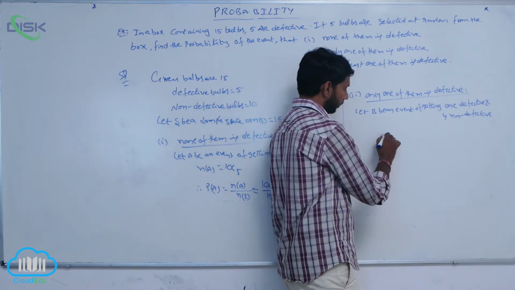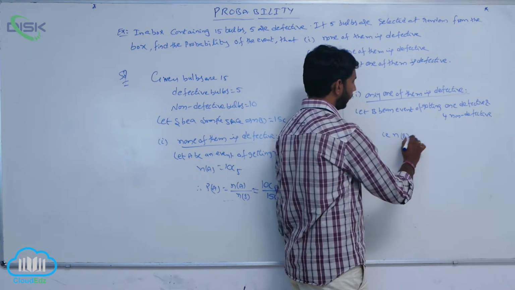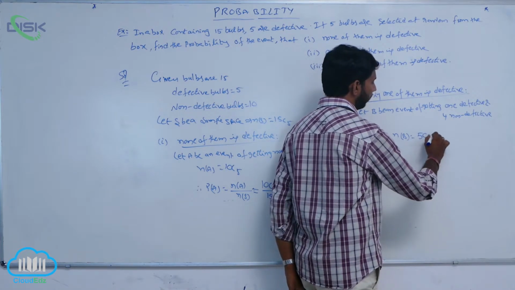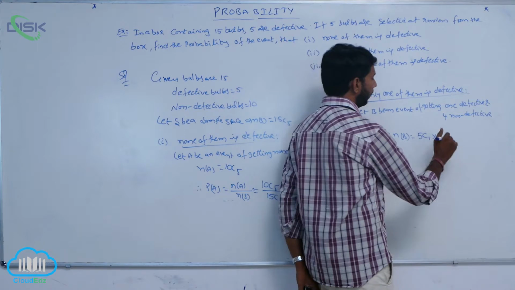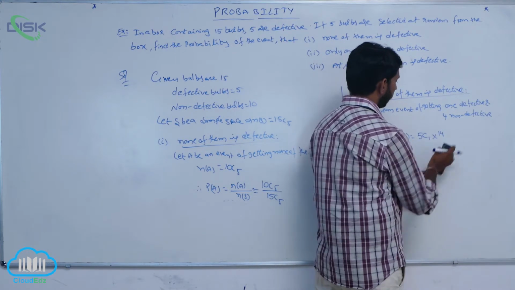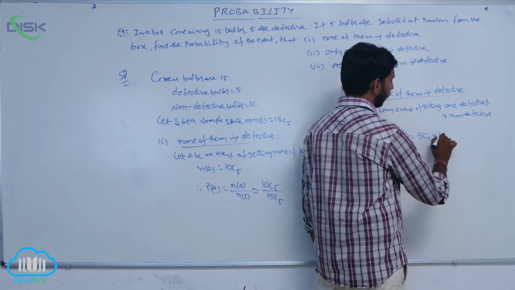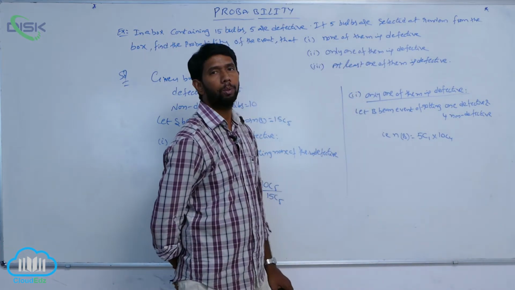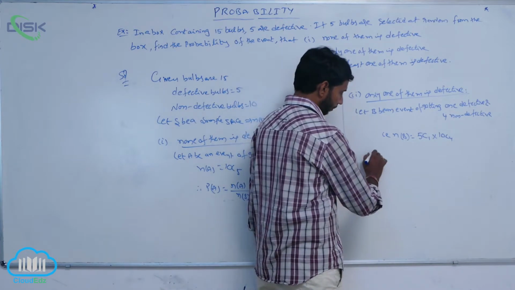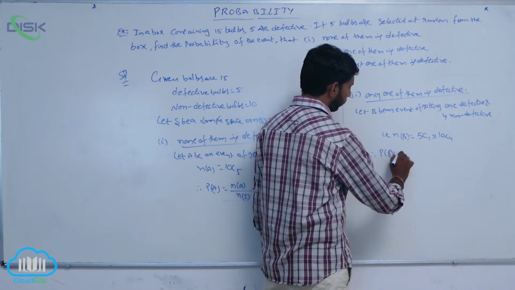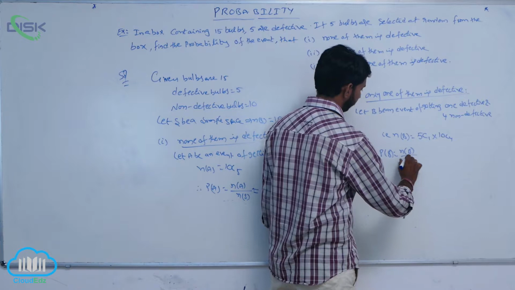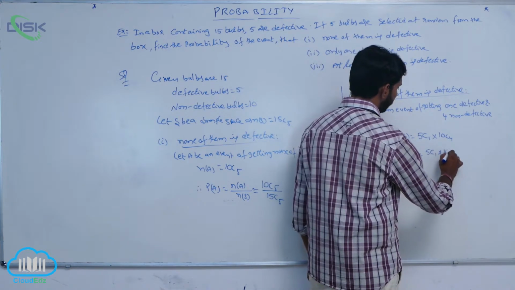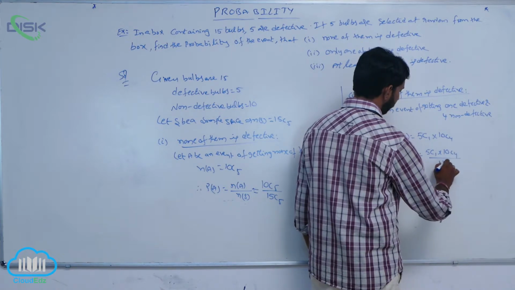That is, N of B is equal to, here defective bulbs are 5, out of 5, 1 is selected in 5C1 ways, and 4 are non-defective. Non-defective bulbs are 10, out of 10, 4 are selected in 10C4. That is, N of B is equal to 5C1 into 10C4. Therefore, P of B is equal to N of B by N of S, is equal to 5C1 into 10C4 by 15C5.